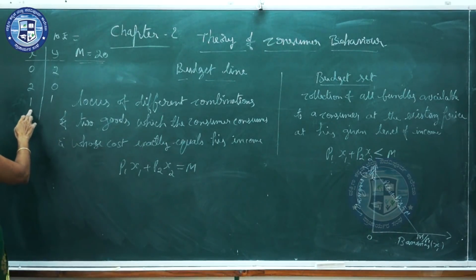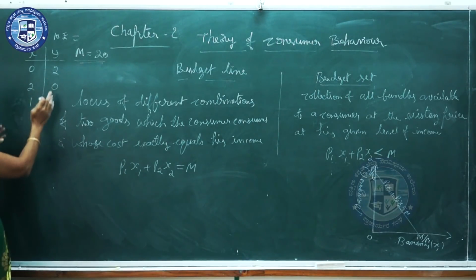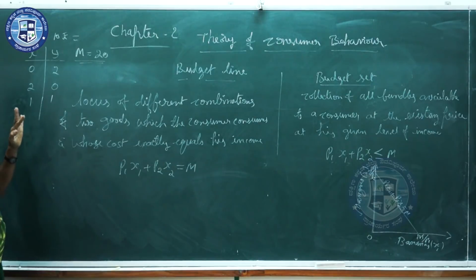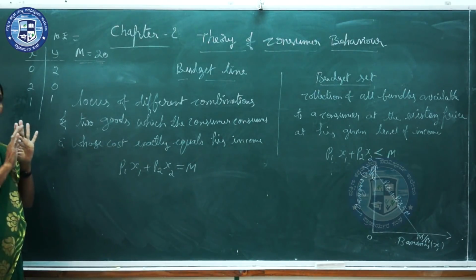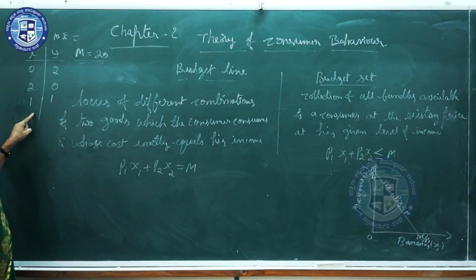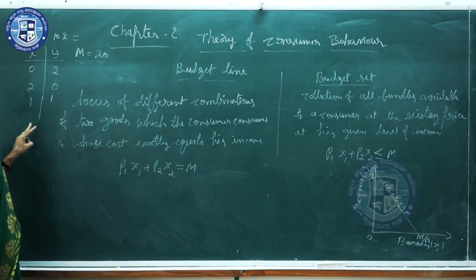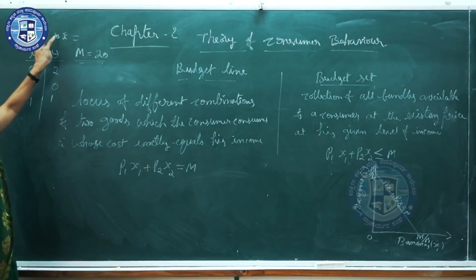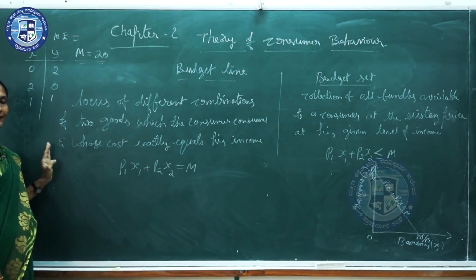Then one more combination he can purchase is one unit of commodity X and one unit of commodity Y. That means 10 rupees plus 10 rupees, which is 20 rupees. So his income is completely spent. In all these three bundles, or three combinations, he can purchase the two commodities with his given income and the given prices. So this is called the budget line. I think you got the point.